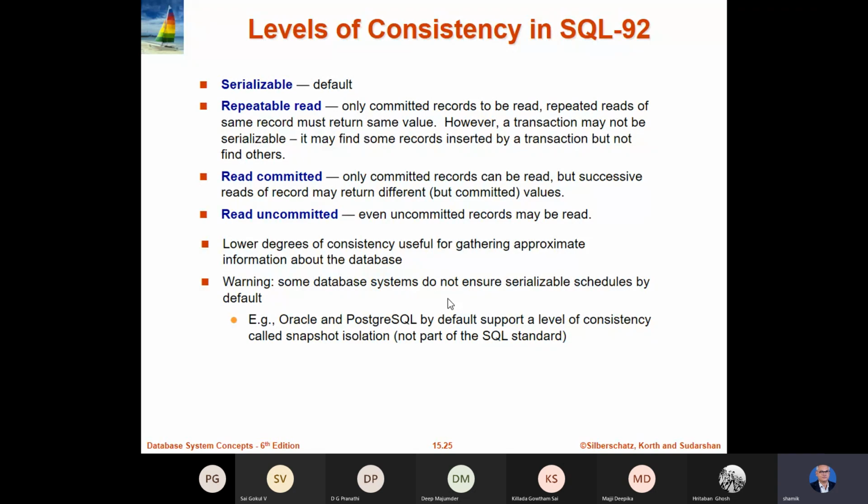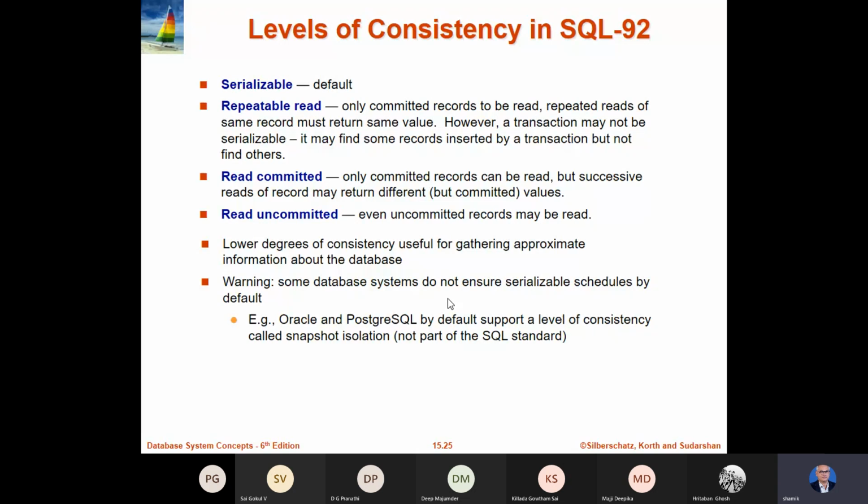So what it means is that we really don't care even if some uncommitted reads take place which might later be rolled back. So lower degrees of consistency are useful for gathering approximate information about the database, as I was saying, that some database systems do not ensure serializable schedules by default. Although the first one we said, serializable, is the default. So there are what we say exactly as serializable, like conflict serializable schedule and so on. So some databases say that they are ensuring serializable schedules by default, but they do not actually implement the timestamp based protocols or validation based protocols or locking based protocols.